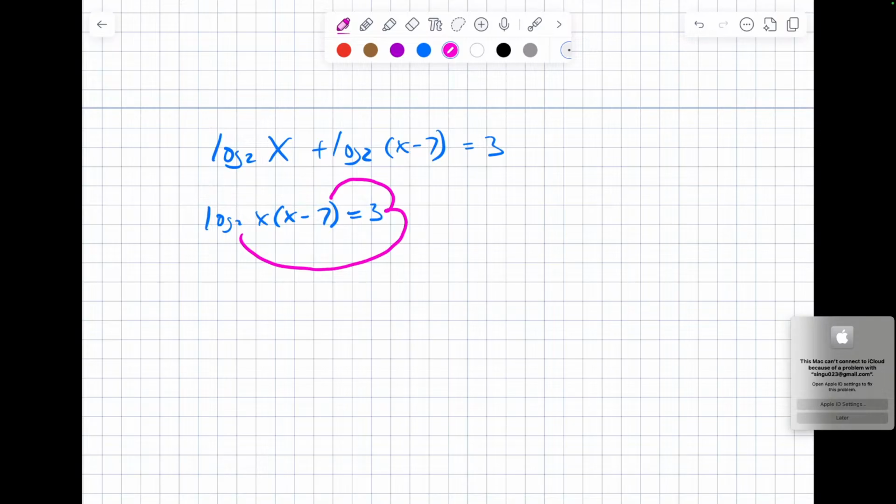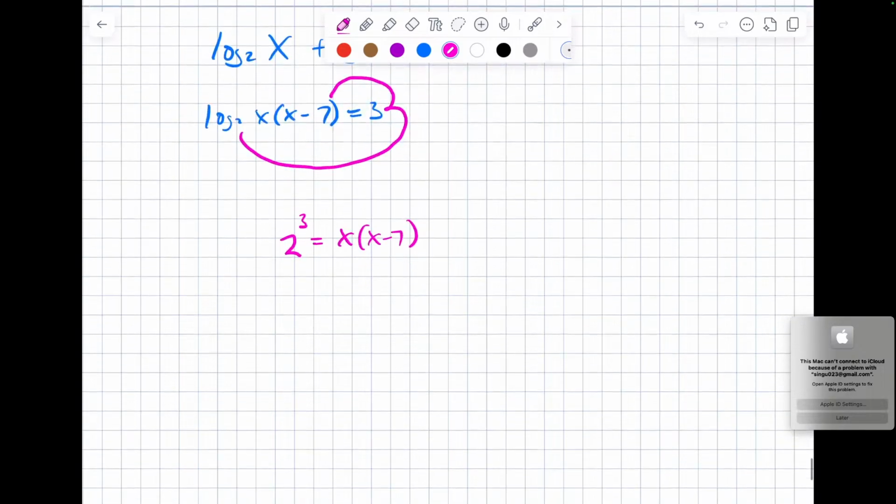Well, we'll do that later, but right now it's going to be 2 to the third equal to x times x minus 7. Is that okay? And that's 8 equal to x times x minus 7. And then you can distribute. You're right. The next step is distributing, because now I can see it has something to do with factoring. So I have to subtract 8 from both sides: x squared minus 7x minus 8.